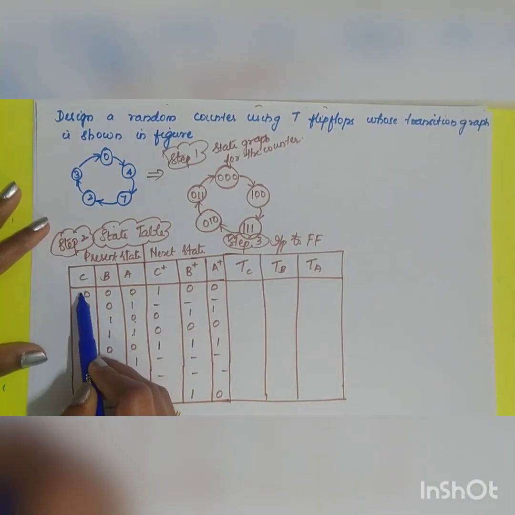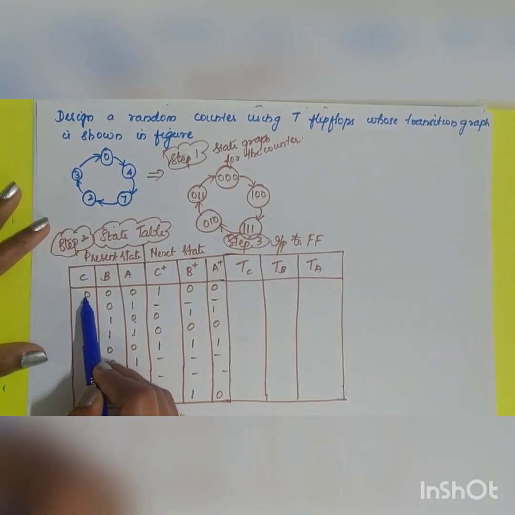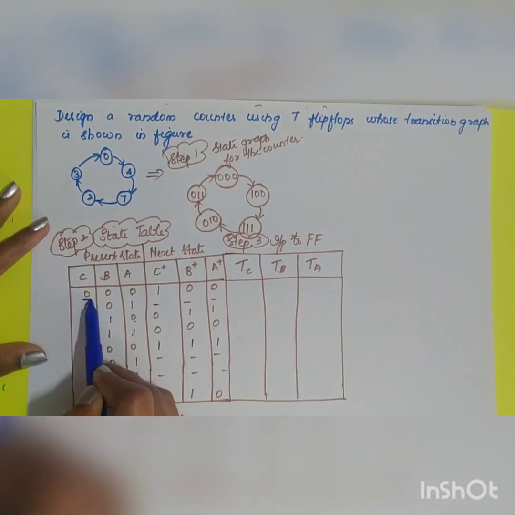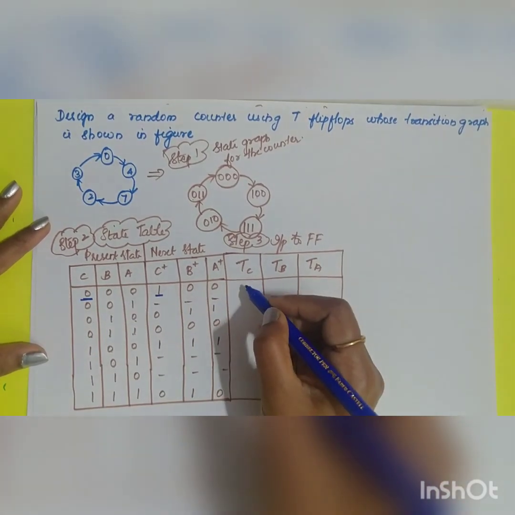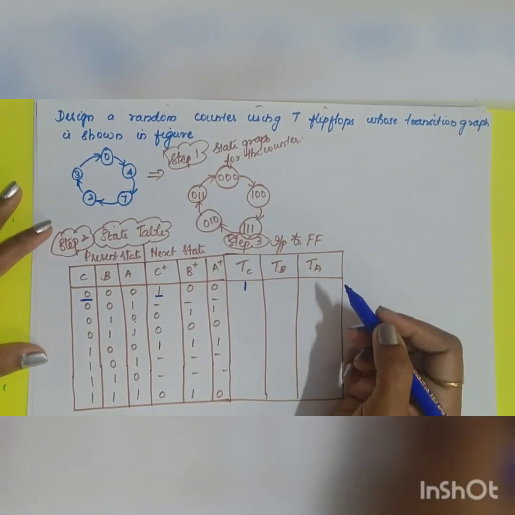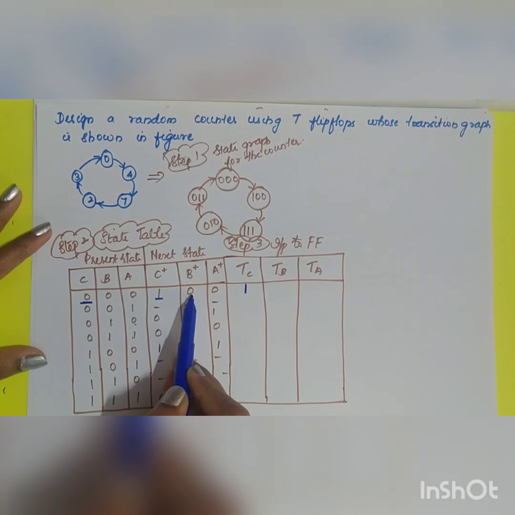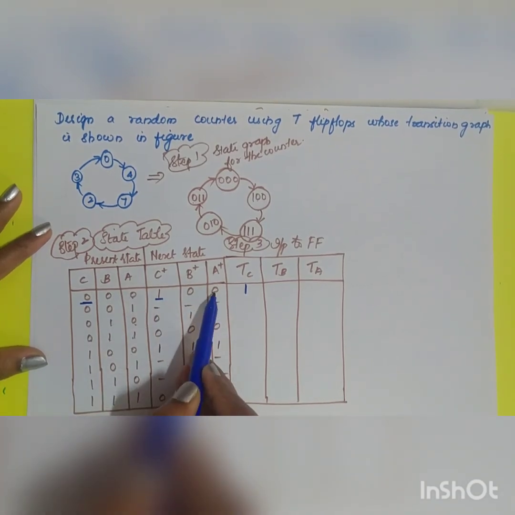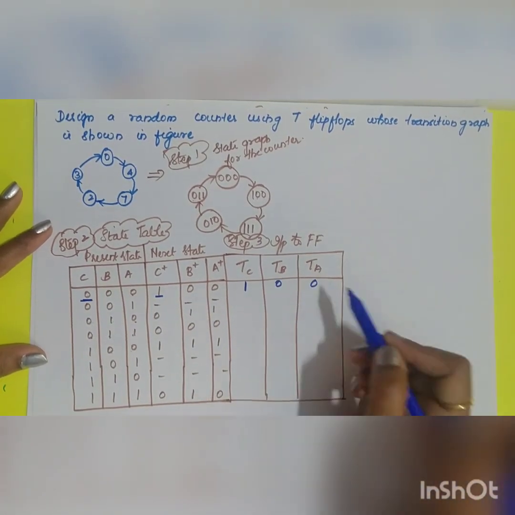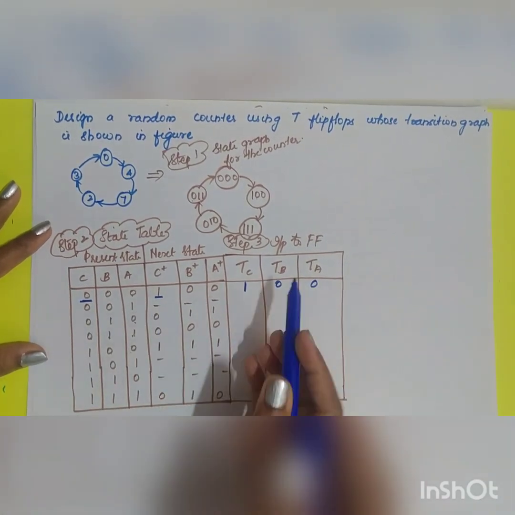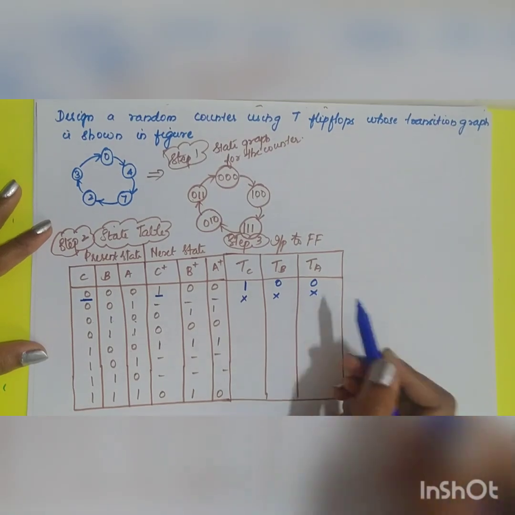For example, see here, your present state C is equal to 0, C plus is equal to 1. So it has changed from 0 to 1. So there is a transition, and TC will be equal to 1. Whereas B is equal to 0, B plus is equal to 0, there is no change. Similarly, A is equal to 0, A plus is equal to 0. So the input will be equal to 0. Your second condition is not included, so you will have don't care.